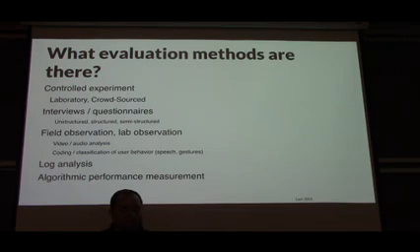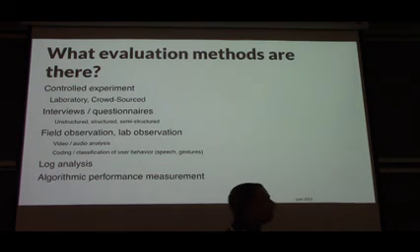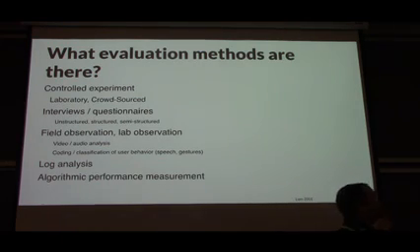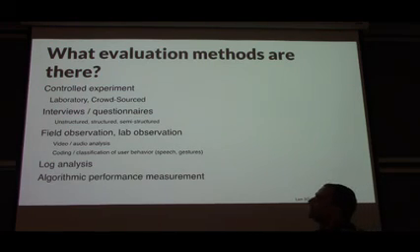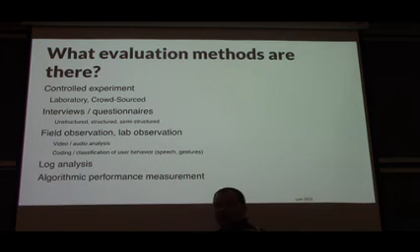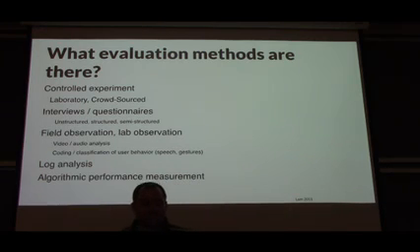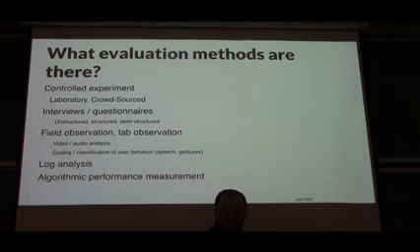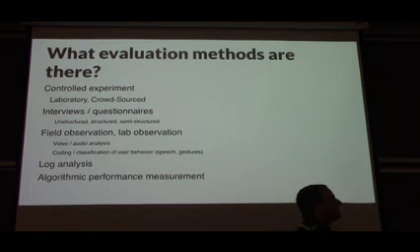There's lots of other vis evaluation methods out there. There's of course the controlled experiment, which can be either laboratory-based or crowdsourced. We can do interviews and questionnaires. These are very often combined, so you first run a controlled experiment, then run an interview. You can do field observation or lab observation. Field observations have high ecological validity.